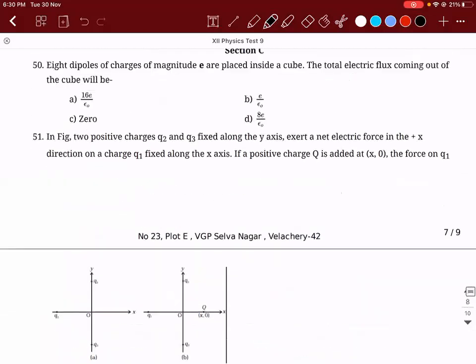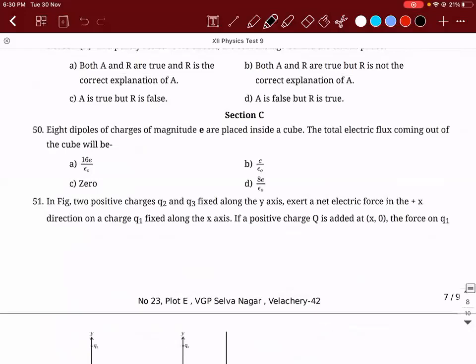So let's do the section C, then we'll come to the assertion reason. 50th one, what is the answer? 8 dipoles of charges of magnitude T are placed inside a tube. The total electric flux coming out of the tube. You need not even solve this. What is the answer? 0. If it is a dipole, the total charge is 0. Hence, the answer is 0.